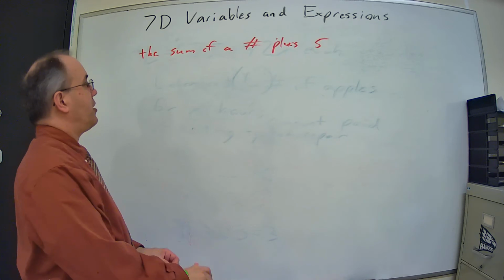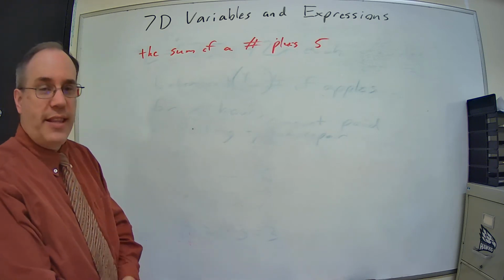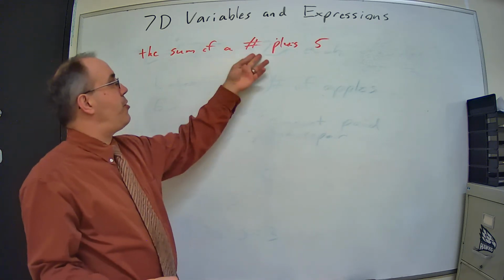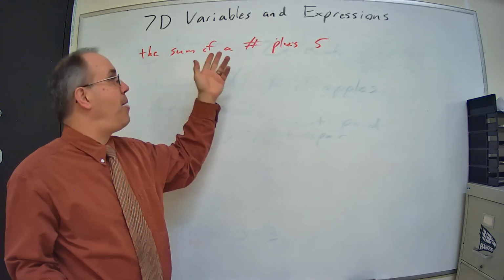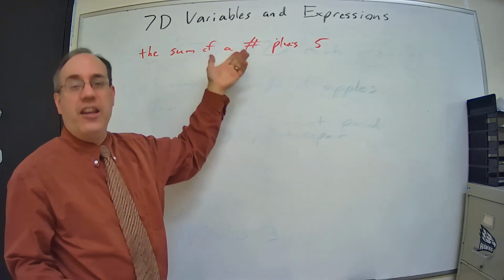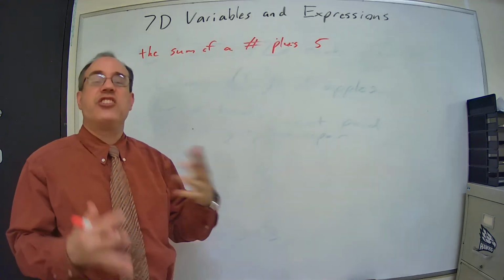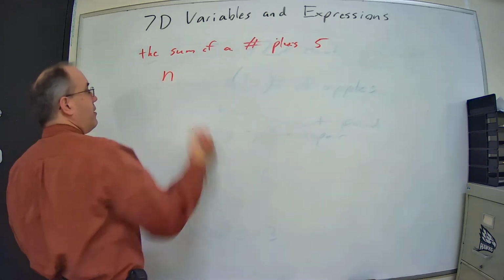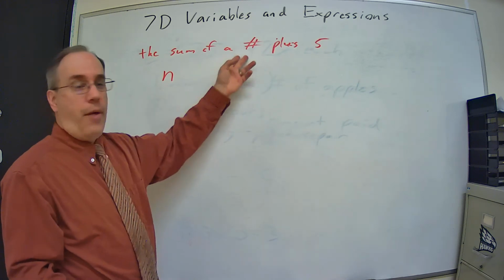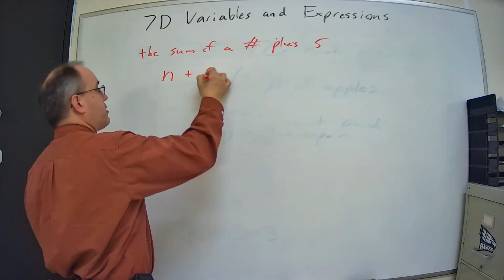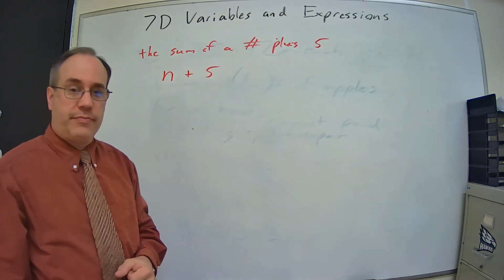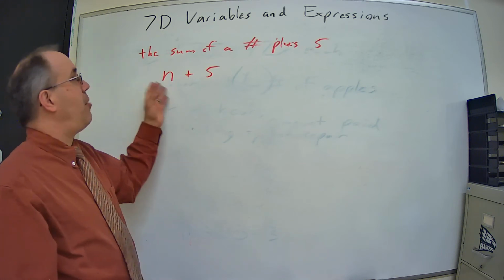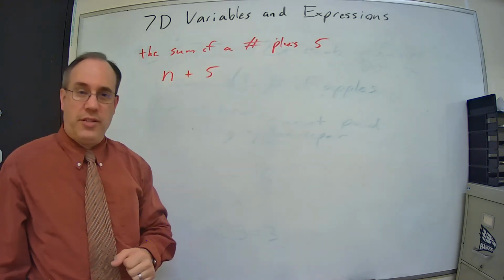So a number plus 5, so I can define this random number. It's not a specific number, right? It's not 3 plus 5, I'm adding a number. It could be anything, it can change, it's variable. I can say n is the number, plus 5. So the sum of a number plus 5.